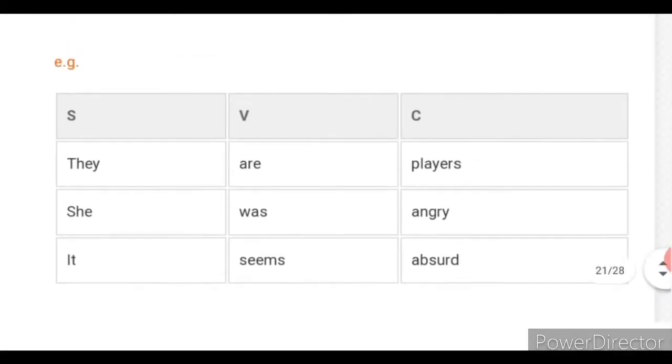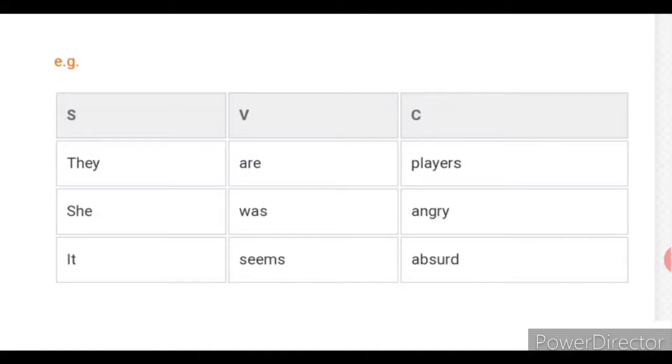See, children, don't confuse between the object and complement. The object always answers the question what and whom. Okay, you just try with what and whom. If you are not getting it, you just directly underline and write it as the complement.